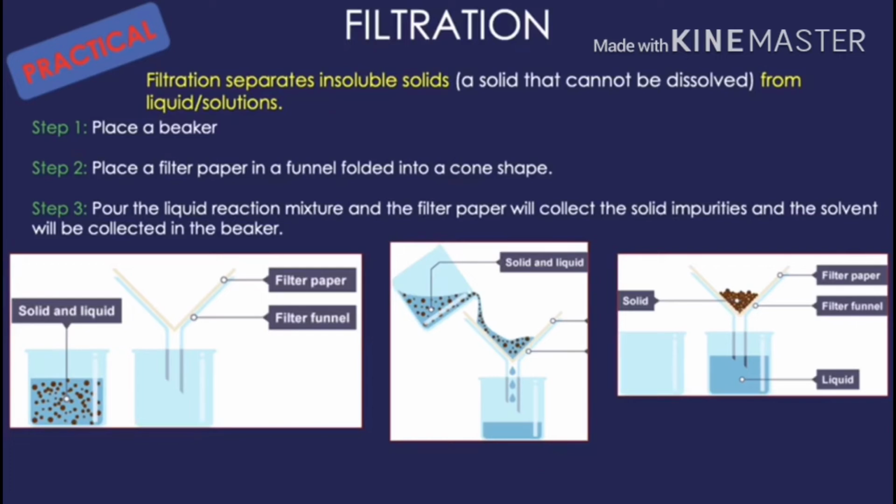Let's look at the steps of how to perform filtration. Step 1, place a beaker on the table. Step 2, place a filter paper in a funnel, folded into a cone shape. Step 3, pour the liquid reaction mixture and the filter paper will collect the solid impurities and the solvent will be collected in the beaker. This is demonstrated on the diagrams below.